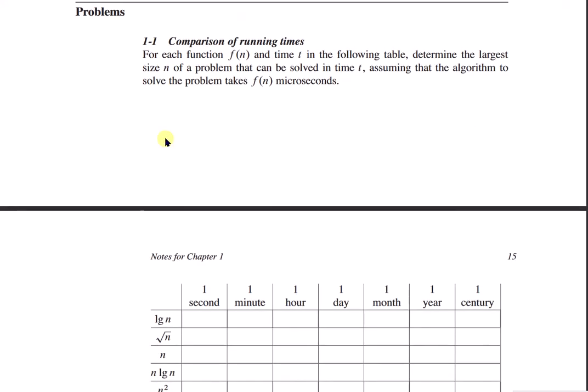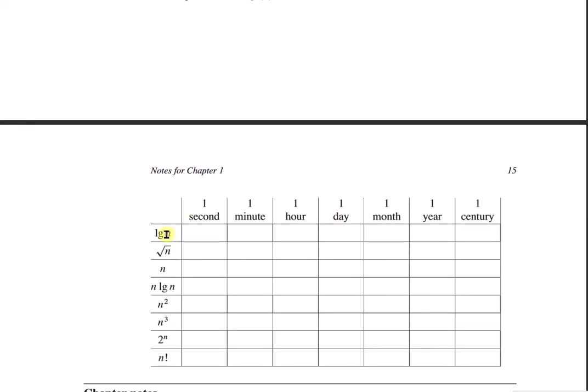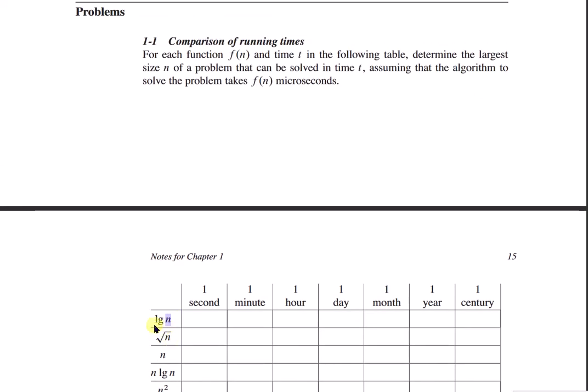Problems. Comparison of running times. For each function f of n and time t in the following table, determine the largest size n of the problem that can be solved in time t, assuming that the algorithm to solve the problem takes f of n microseconds. We need to calculate the maximum value of n such that, for example, in the first one, log of n is less than 1 second. Log of n is less than 1 minute.